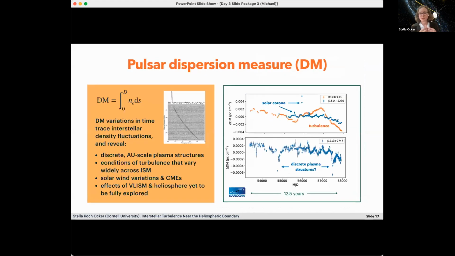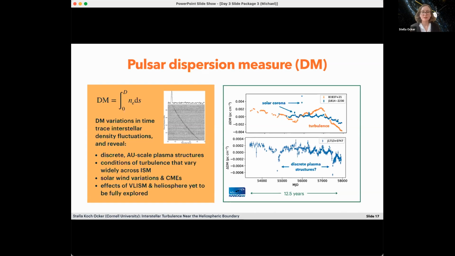So radio pulses from pulsars are dispersed in frequency versus time space by ionized gas along the line of sight. And the amount of dispersion that the radio pulse experiences, we quantify using dispersion measure, or DM, which is given by this equation in the top left. It's just the integrated electron column density along the line of sight. And so by tracing DM variations in time, we can resolve density fluctuations and other interesting properties of plasma along pulsar lines of sight.